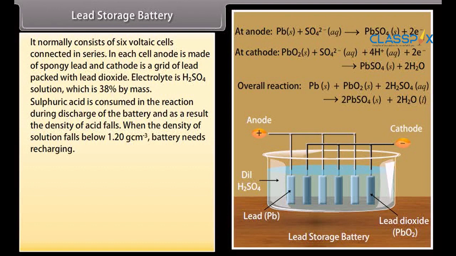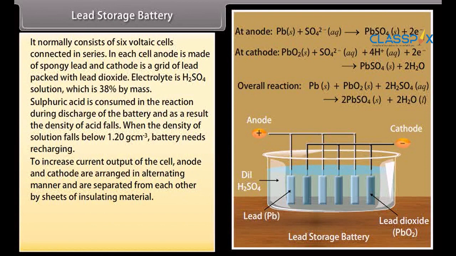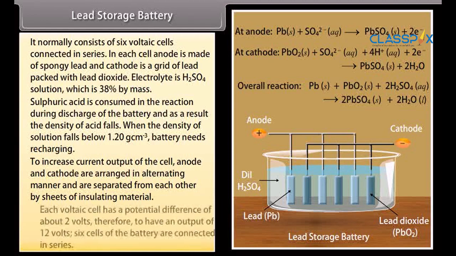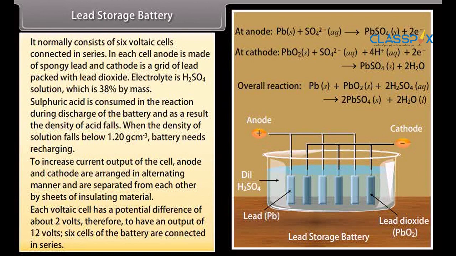When electrical energy is supplied to the battery from an external DC source, the cell operates like an electrolytic cell and chemical reactions take place. But now, the electrode reactions are reverse from those that occur during the discharge of the battery. To increase current output of the cell, anode and cathode are arranged in alternating manner and are separated from each other by sheets of insulating material. Each voltaic cell has a potential difference of about 2 volts. Therefore, to have an output of 12 volts, 6 cells of the battery are connected in series.